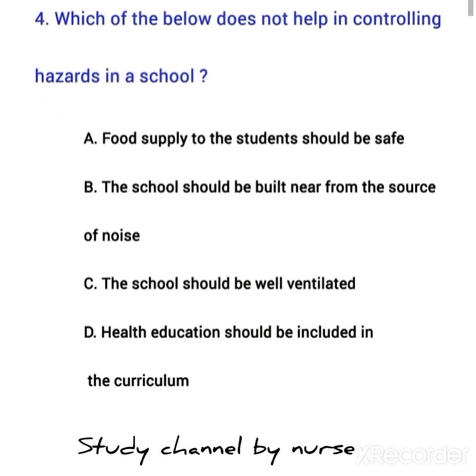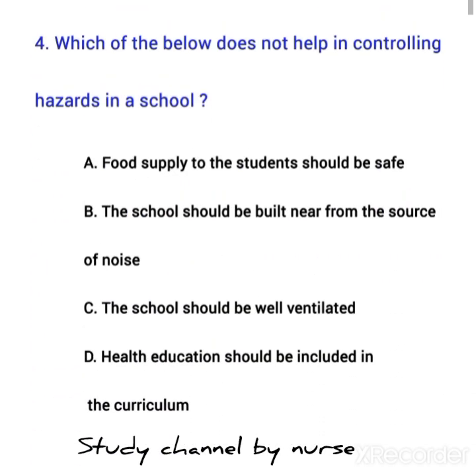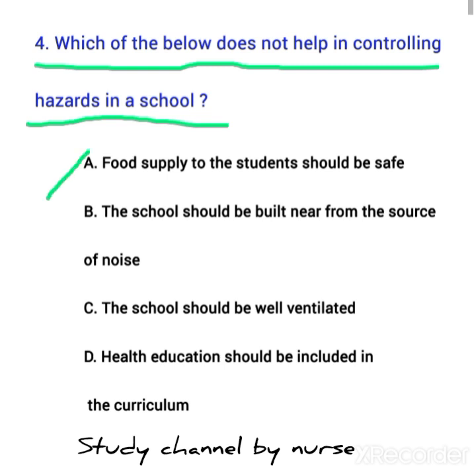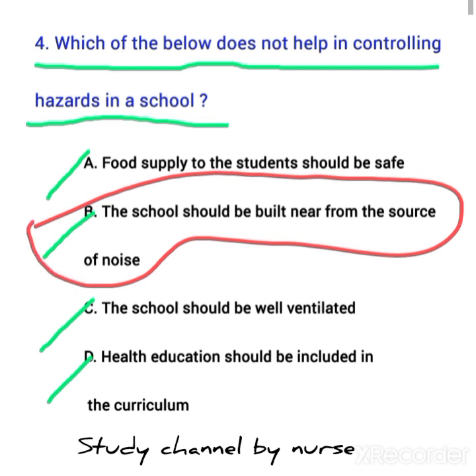Next question number 4. Which of the below does not help in controlling hazards in a school? Option A food supply to the student should be safe, option B the school should be built near the source of noise, option C the school should be well ventilated, option D health education should be included in the curriculum, and the correct answer is option B the school should be built near the source of noise.